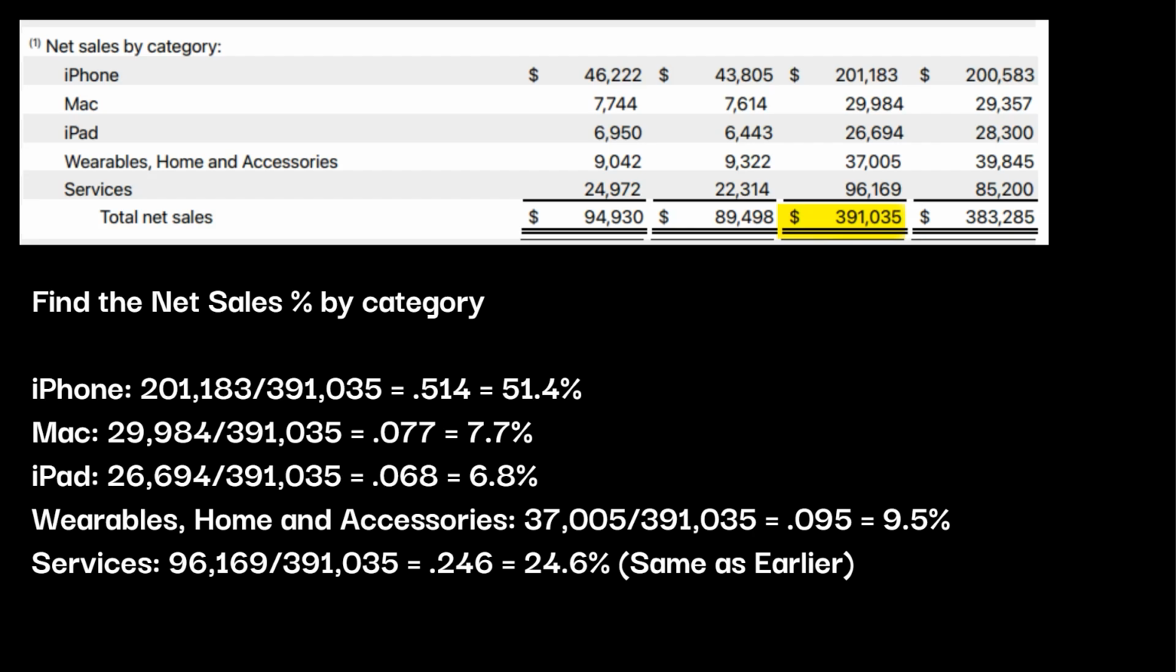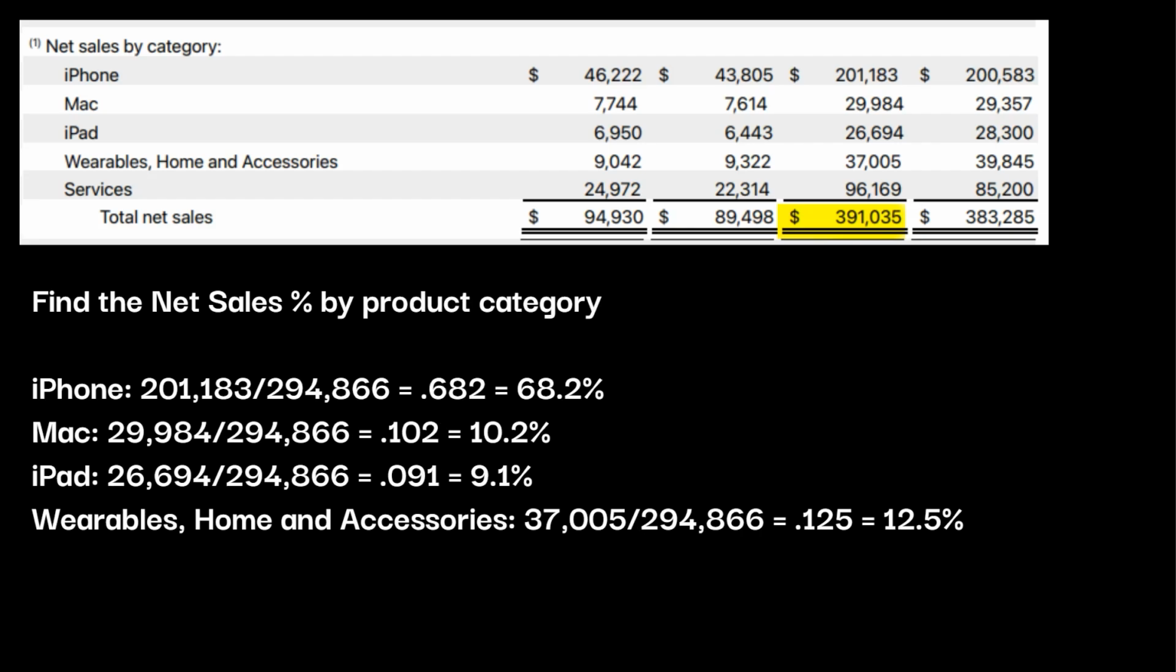And you can go iPhone, right? 51.4% of the sales, Mac 7.7, iPad 6.8, wearables 9.5, and services 24.6, which if you remember 24.6%, we did mention that a little bit earlier, right? And next, you can find the net sales percentage by a product category.